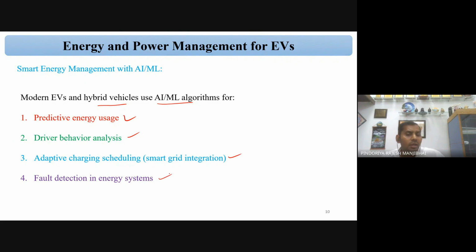Fault detection in the energy system. So we have to identify the fault, correct? That is nothing but under predictive energy use, otherwise we can say predictive maintenance. Before the fault happens, we can identify the fault. Then we can say it is predictive maintenance. Okay.